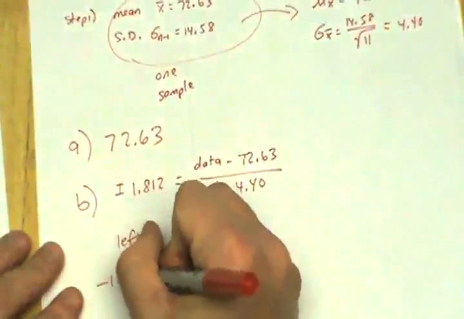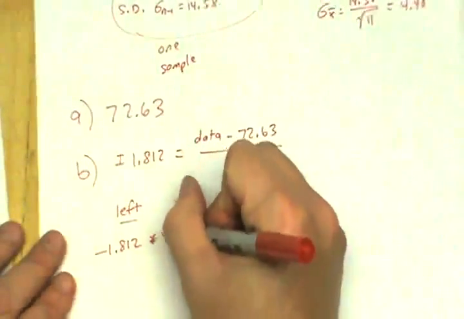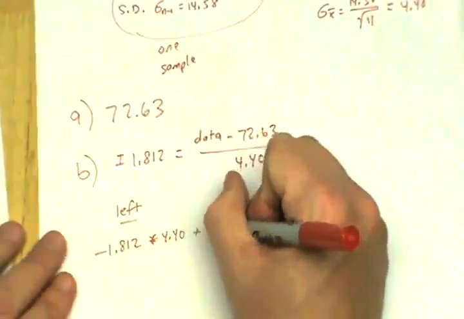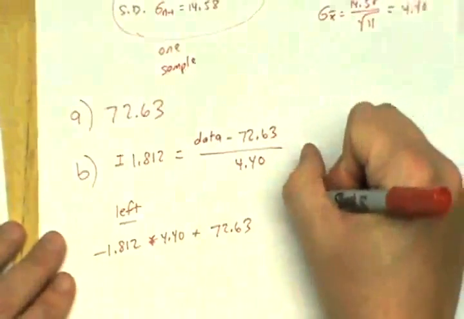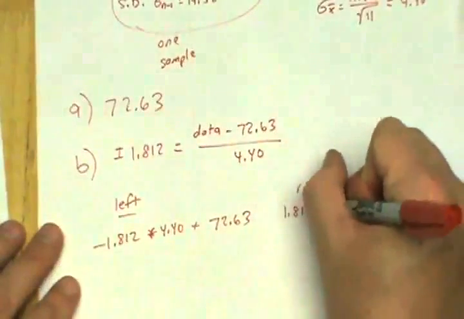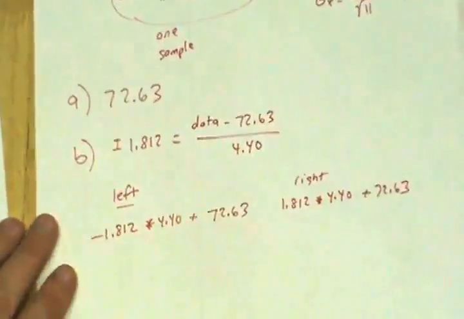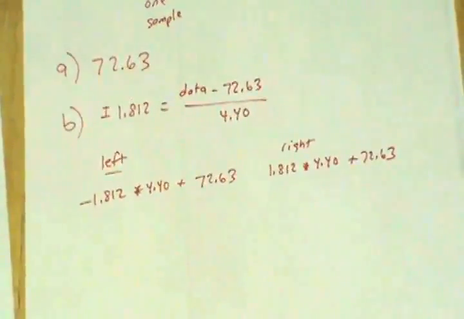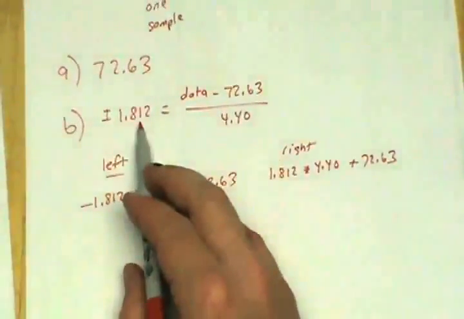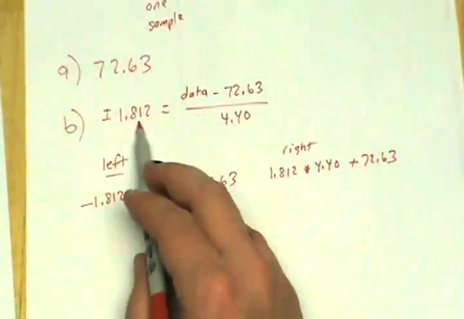So then we're going to do the left piece of data, negative 1.812, and then we're going to get rid of the division by multiplication and get rid of the subtraction by addition. And then we're also going to have a right piece of data. We're going to do the same thing but with a positive z-score. And if you recall, this is exactly the same stuff that we did in the last lesson. The only difference is that this z-score is based on a 90% confidence interval, but the sample size is 11, so the degree of freedom is 10.